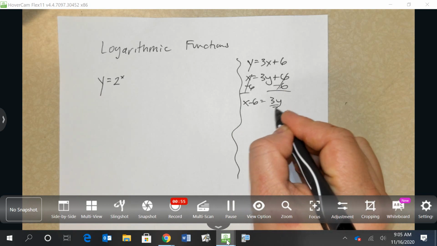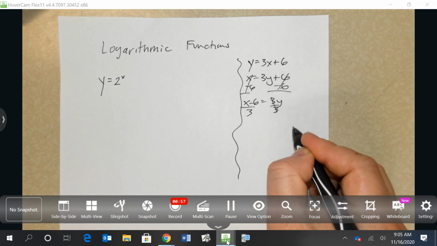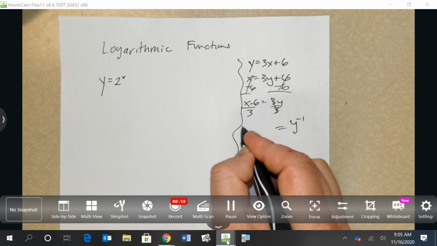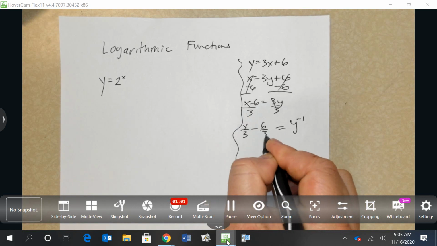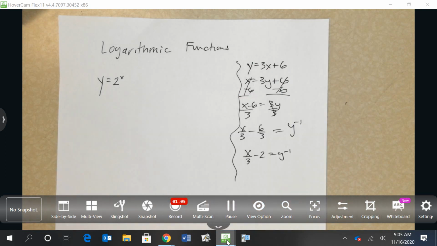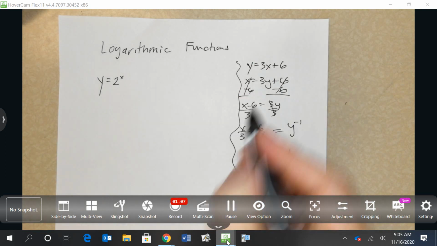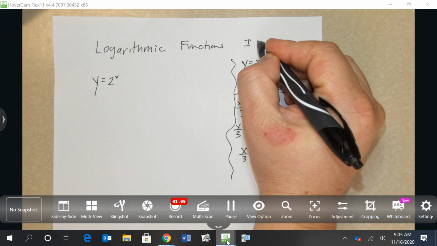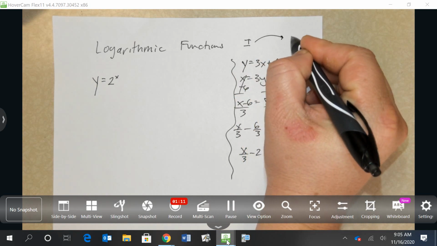The opposite of multiplying is dividing. Again, whatever you do to one side, you must do to the other side. The 3 must be shared with both the x and with the 6, and it reduces to look like this. This is the inverse. But really, we talked about a couple weeks ago, what does that mean? So if I plug in numbers for the input, what do I get for the output? Let's try a few of these.